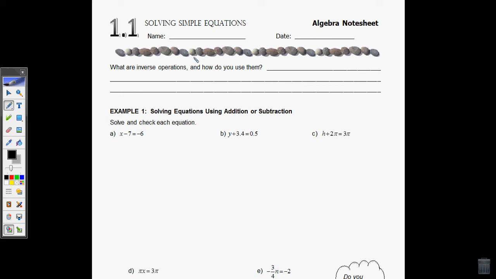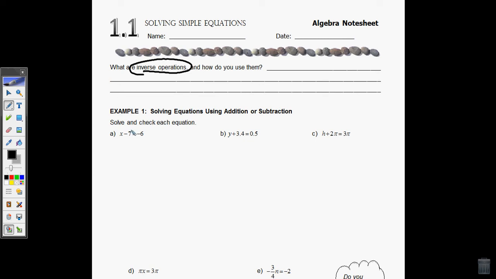Buddy, we're looking at 1.1, first video of the year, solving simple equations, and we're going to be doing that with inverse operations. Hopefully we all know what inverse operations are, and we know how to use them, so this section will be pretty simple.